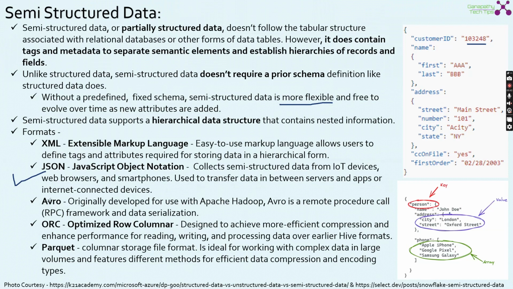Coming on to Avro, these are all file formats which are useful to store bigger amounts of data, say, big data. Avro was originally developed with Apache Hadoop. Avro is a remote procedure call (RPC) framework for data serialization.